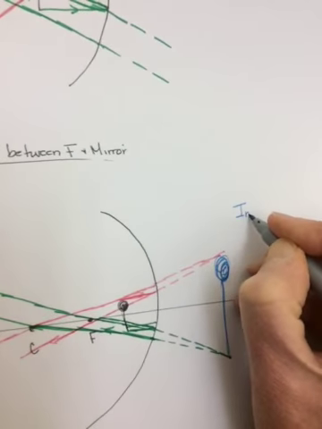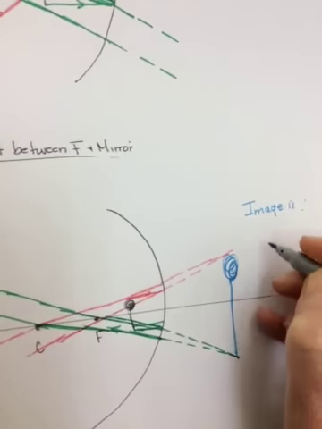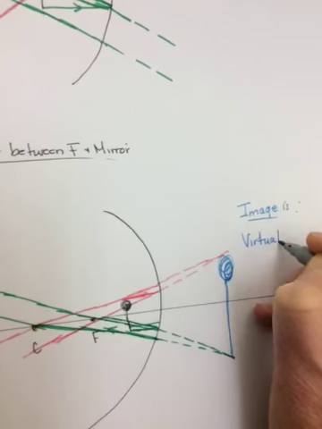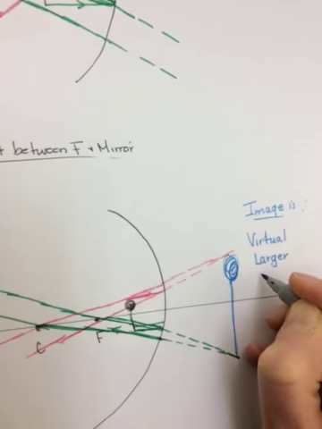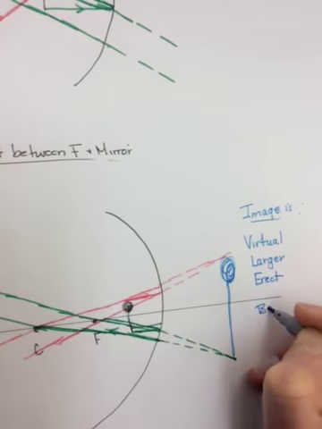So the image is right side up. That means it's virtual. It's larger. It's erect. And it's behind the mirror.